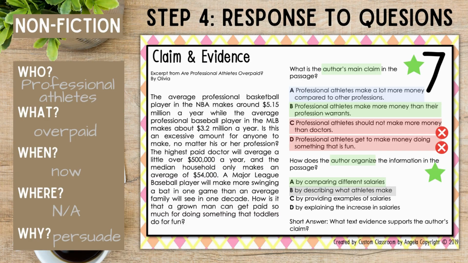Answer choice B, by describing what athletes make. Okay, this is not correct. She does tell what athletes make, but she doesn't just talk about athletes. She also discusses other professions, so this is not correct. C, by providing examples of salaries. Well, this is partially correct. She does provide examples of salaries, but that's not really how she's organizing the passage. She's really using these examples to compare and make her point and justify her claim. But I can see why students may be tricked by this answer because it's partially correct.